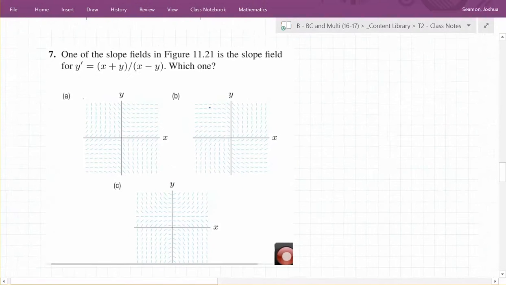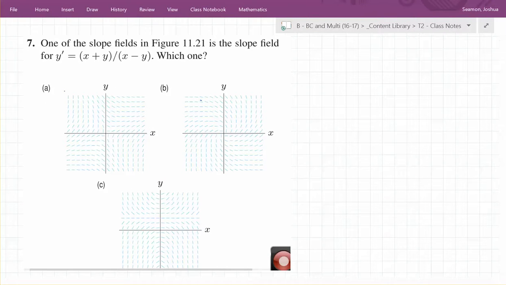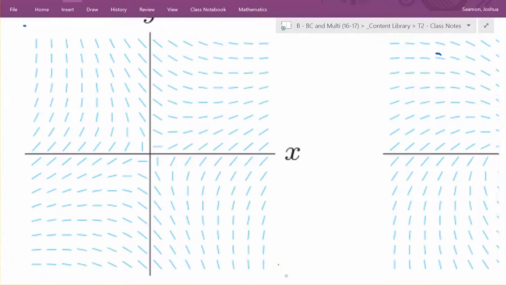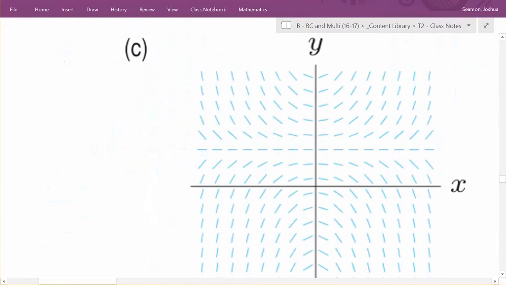Anybody have some tips or tricks? You had to do this last night. What did you do to match? Equals x is right there. Well, that's like about 0, right? So it's not this one, right? Let's just go down to here.